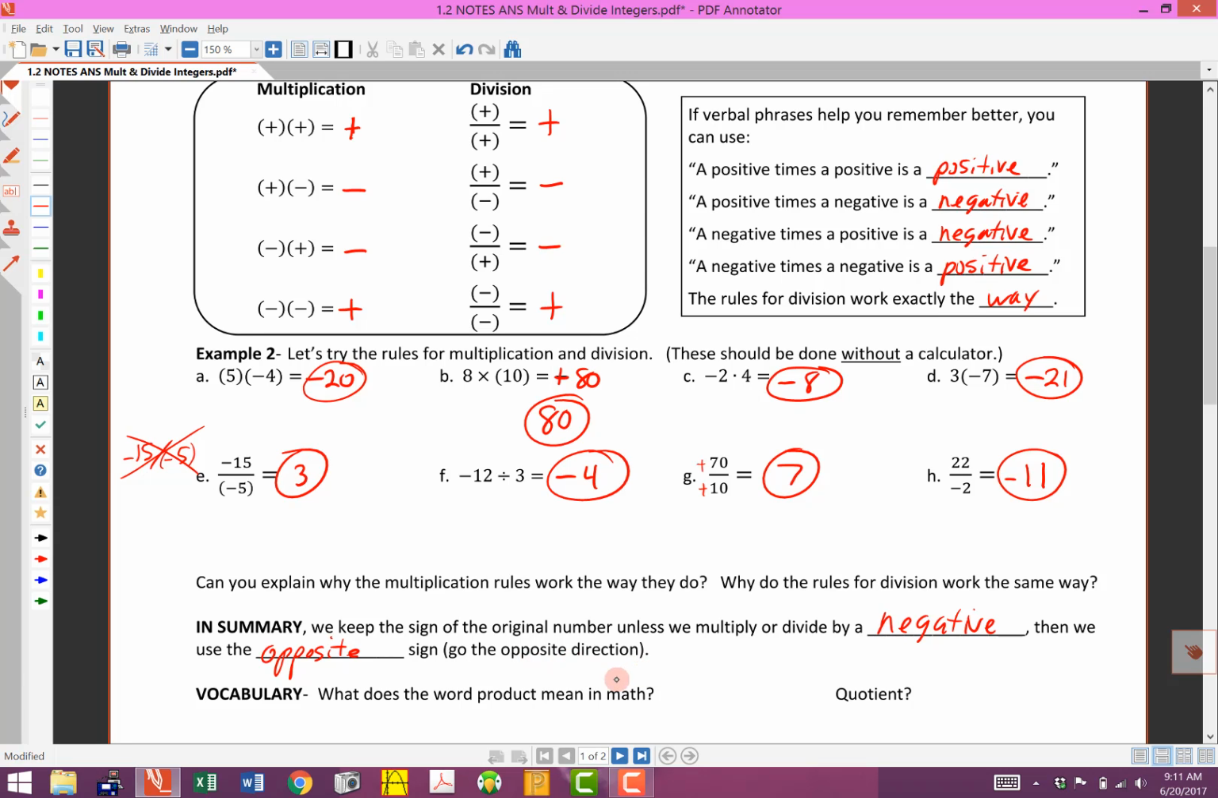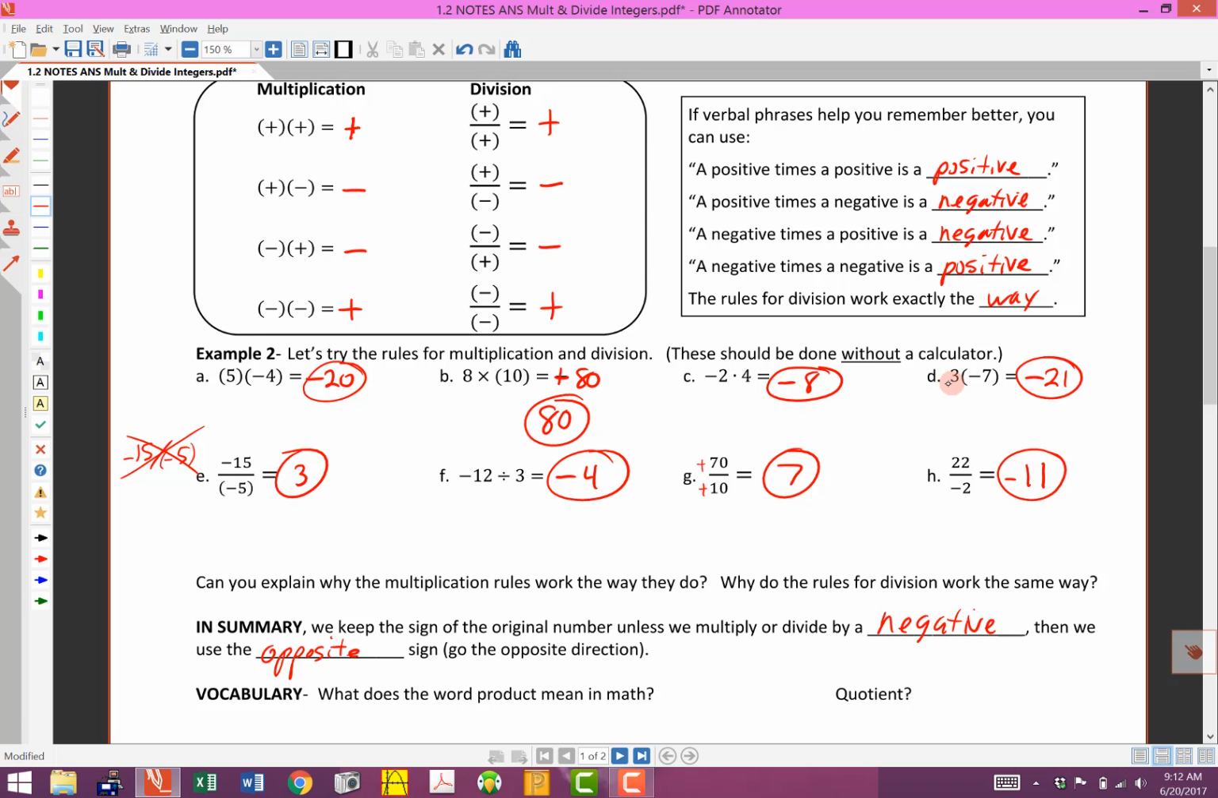So if we go back up here and we take a look at each one of these, this starts out as positive, and then we multiply it by a negative. Well, the opposite of positive is negative, so the answer is going to be negative. Starts out positive, gets multiplied by a positive, so there's no opposite in there at all. That's why we end up still staying positive. This one starts out negative. It gets multiplied by a positive. There's no opposite in there, so it stays that same negative direction.